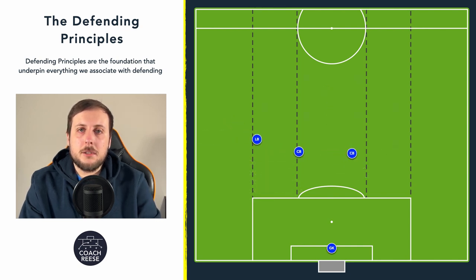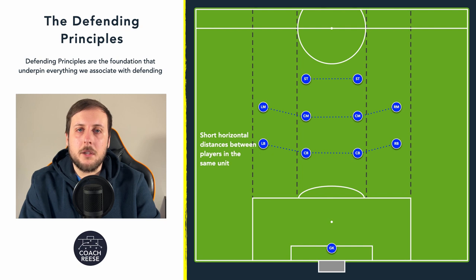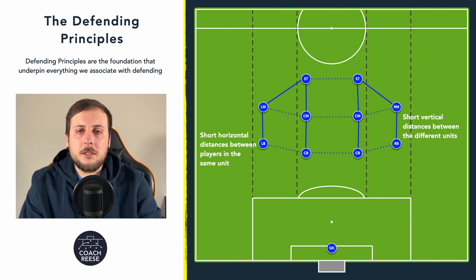And the final group is compactness, control, and restraint. So with compactness, we're thinking about the structure of the team when out of possession. So we'll be looking for short horizontal distances between players in the same unit. So for example, we would want short distances between our two centre-backs and then our full-backs on either side of the two. And then we'll be looking for short vertical distances between the three units. So we'd want a short distance between the defensive unit to the midfield unit and the midfield unit to the attacking unit.